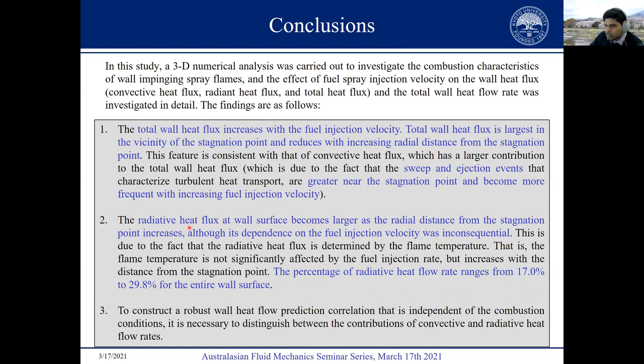I didn't show this result, but maybe during the Q&A, I can discuss more about this. We found that the fuel injection velocity doesn't influence the radiative heat transfer that much. But we did find that the radiative heat flow rate ranges from 18% to 29.8%, depending on the case. So we had three cases, case 1, case 2, and case 3. And if you look at these values, you can clearly see that we cannot neglect this, and this has to be considered. So when you are performing experiments and you're trying to formulate a robust correlation between Nusselt number and Reynolds number, you have to be very careful how you are measuring and defining your Nusselt number.